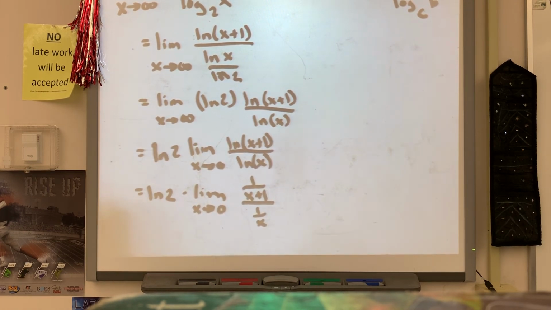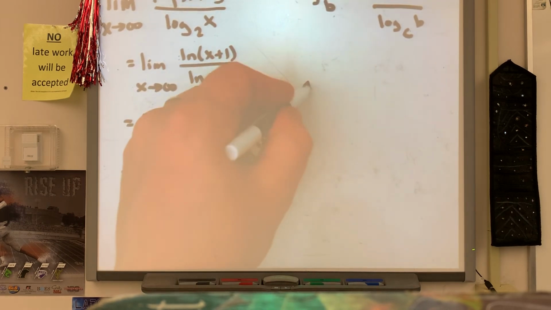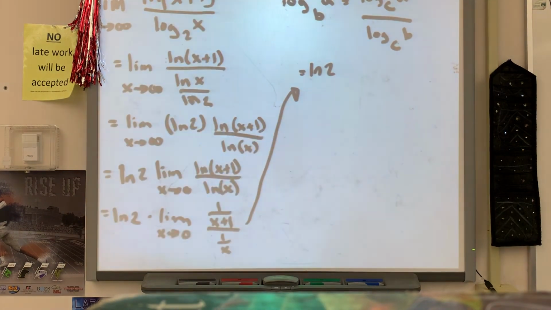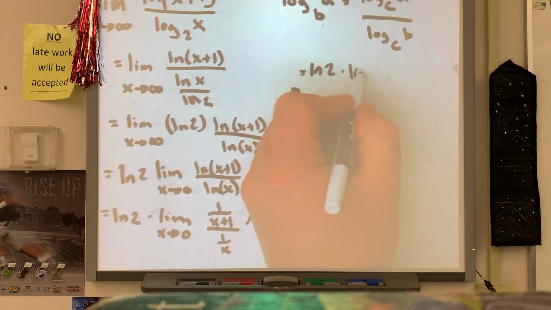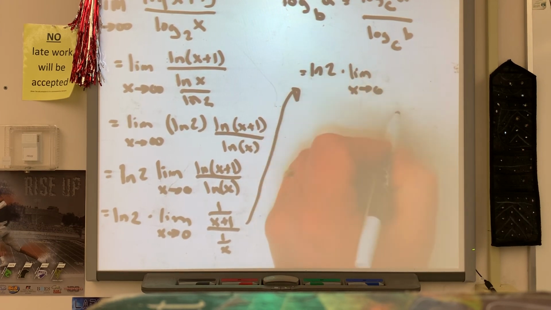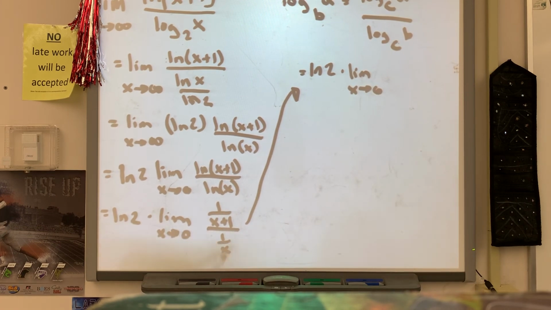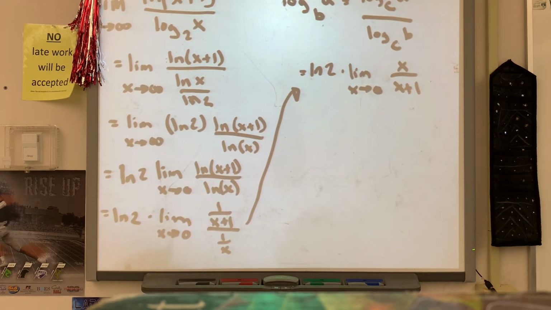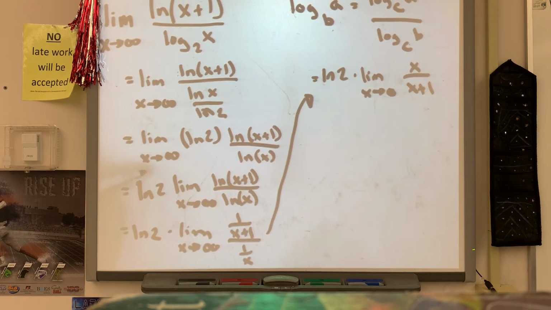Okay, I'm running out of a little bit of room, so let's go on up here. And so we're going to have the natural log of 2 times the limit, and I'm just going to clean up this complex fraction. Anytime you have a fraction divided by a fraction, invert and multiply. And so we get x over x plus 1. Oh, and we had actually infinity, not 0. I apologize for that. Some of you probably caught that already. This was the limit as x approaches infinity on all of these, so I needed to make that change.